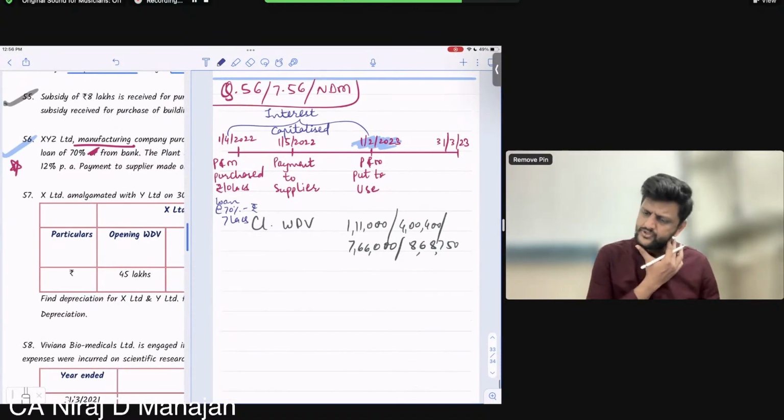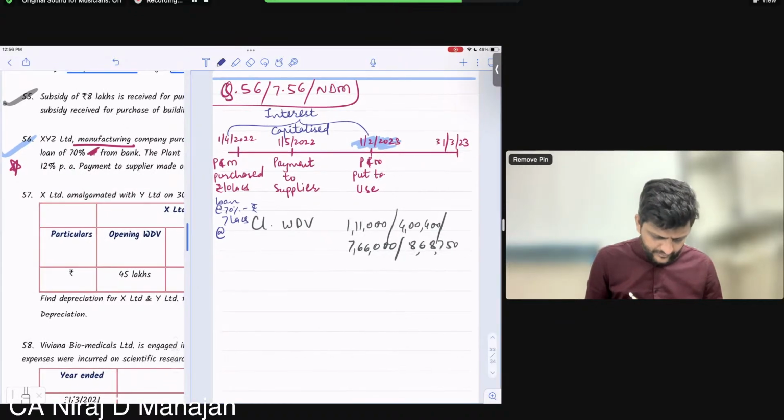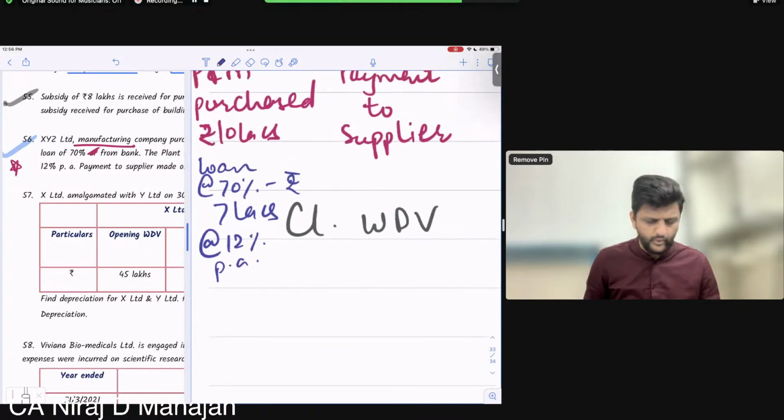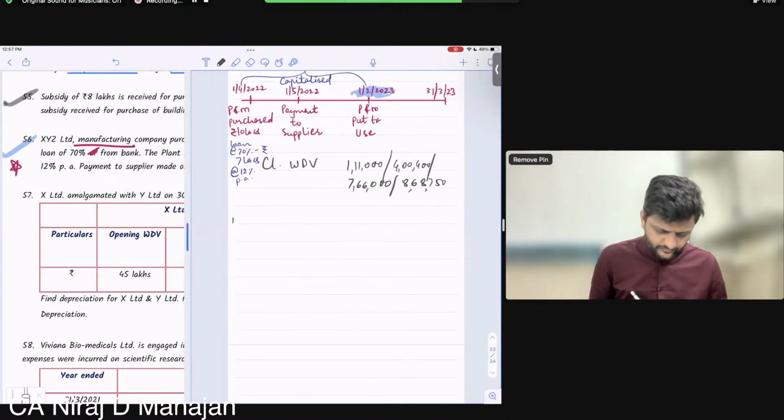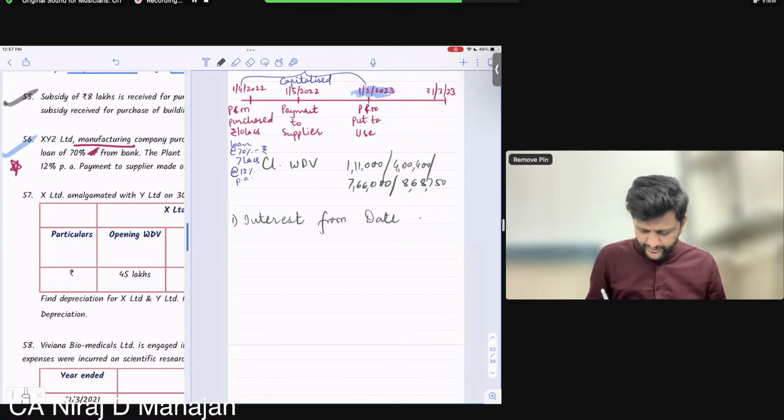Okay, let's try. Chalo. 7 lakhs loan at what rate? 12% per annum. Okay? I'll go ahead. So write down. Interest from date of borrowing till date put to use.